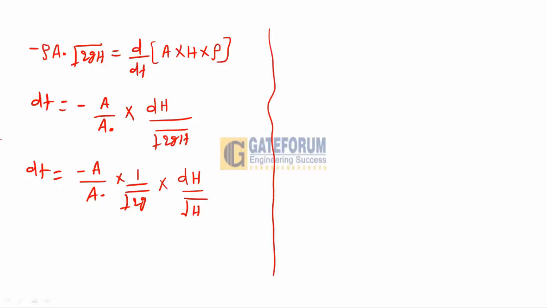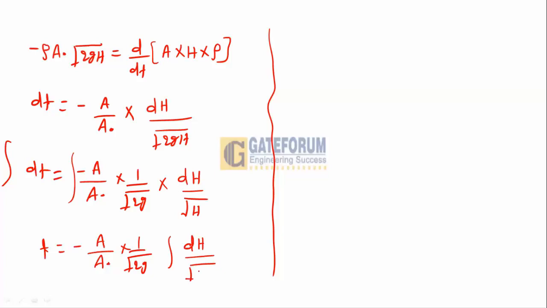If you integrate, then what will you get, my dear friends? You will get t equal to minus A upon A_0, this whole thing is constant, multiplied by 1 upon root 2g, so it is constant, and we can say dh upon root under h. From where to where? 1 to 0.25, that is 1 upon 4, yes, we can say 0.25.